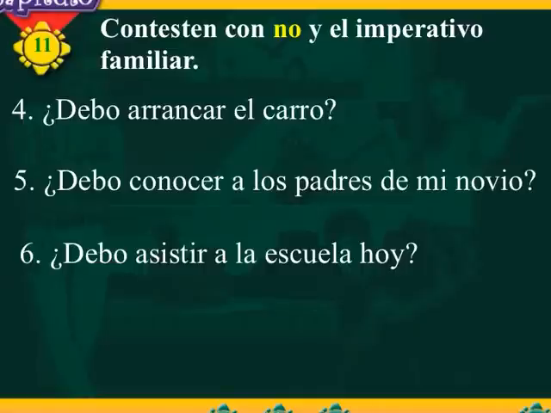So here we have numbers 4 through 6. Remember, do not use deber. It's only asking should I. Remember that car, gar, and zar verbs have to have that spell change. Remember, go to the yo form of the present tense. Drop the O, add the vowel opposite the conjugation, except for those 5 irregulars.